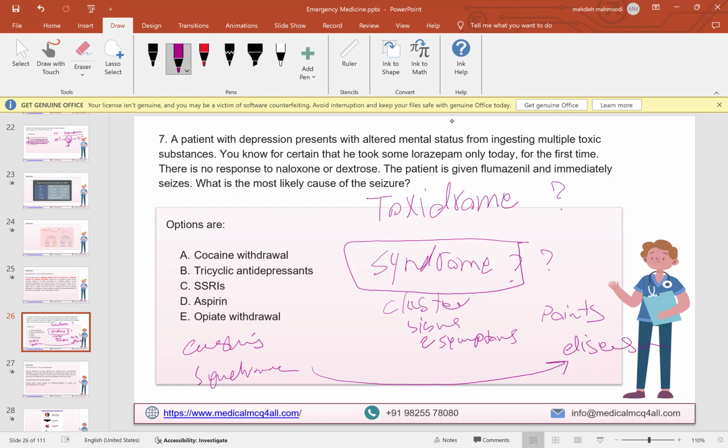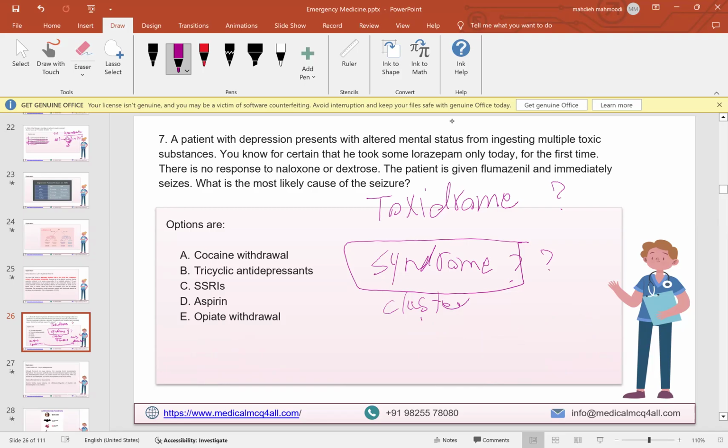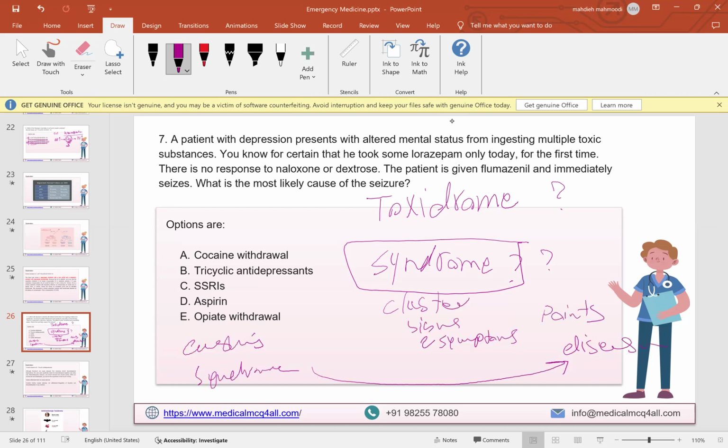Now, what is your job? Go find where that corticosteroid is coming from, right? Yes, ma'am. Very good. So a syndrome is a cluster of signs and symptoms that points toward a specific disorder. A toxidrome is the same. A toxidrome is a cluster of signs and symptoms that points towards a specific poison.